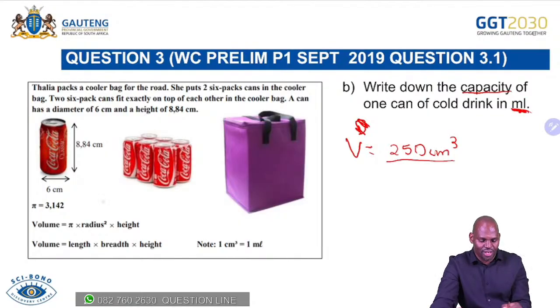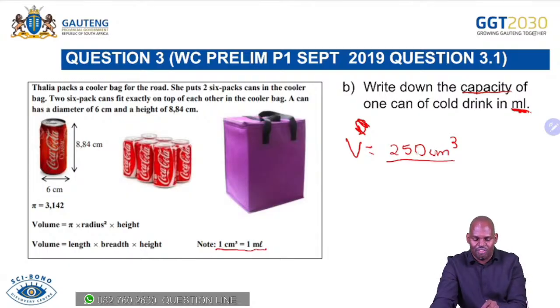Do we have a conversion factor there? It's clear: 1 cubic centimeter is equal to 1 milliliter. So if it's 1 cubic centimeter, that will give us 1 milliliter. If it's 2, it's going to give us 2 milliliters. If it's 5, 5 milliliters. If it's 100, 100 milliliters.